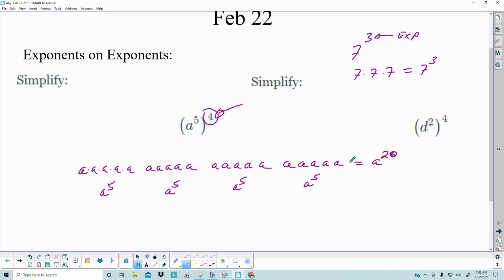That's a lot of work to write these things out. So looking for a shortcut, you've got a, how could I get 20 with a 5 and a 4? Well, multiply.